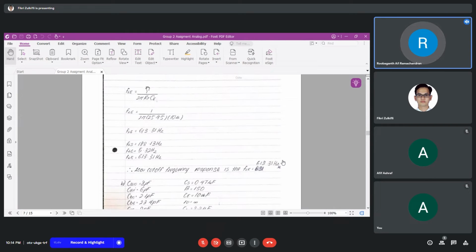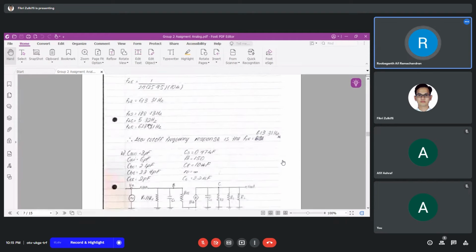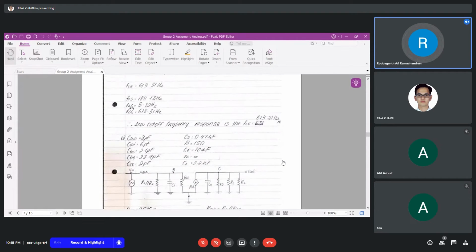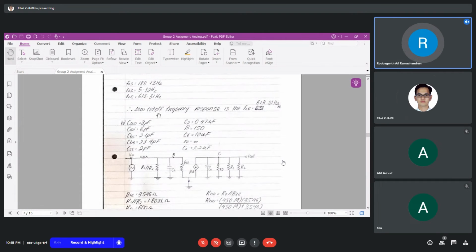Then we need to substitute all the values into the formula of FLE equals 1 over 2 pi RTCE, where 1 divided by 2 pi times 25.95 times 10 micro, and we will get 613.31 hertz. So we have listed the three types of the cutoff frequency, where the low cutoff frequency response is the FLE, the highest frequency from the low cutoff frequencies, which is 613.31 hertz.